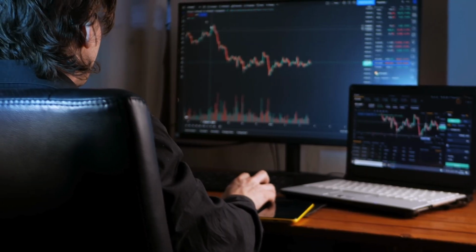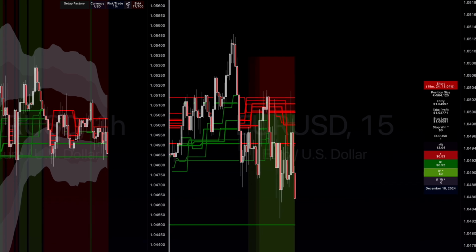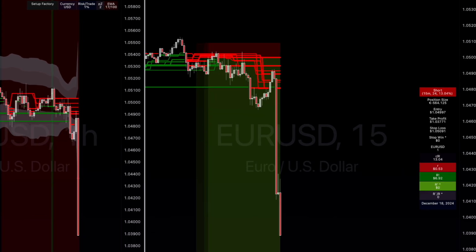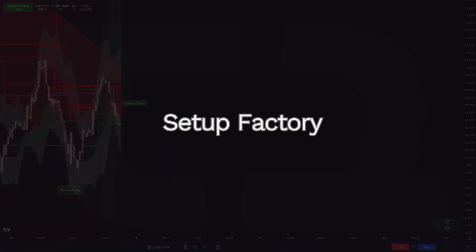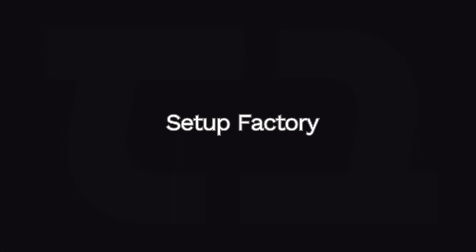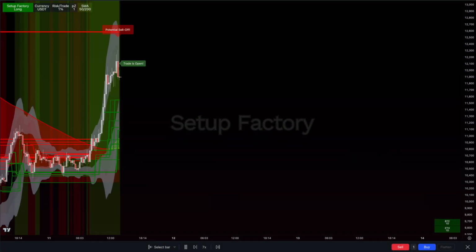Struggling to find consistency in your trading strategies? What if you could discover new setups or improve your existing ones effortlessly? The Traderbook Setup Factory transforms how discretionary traders refine strategies by revealing hidden market truths and enhancing decision-making precision.